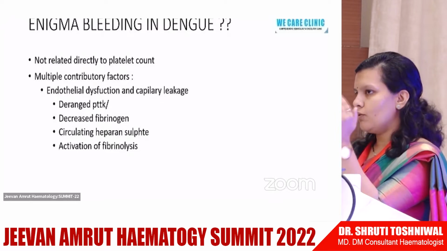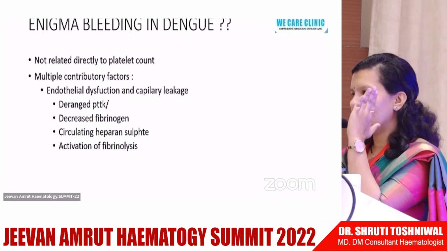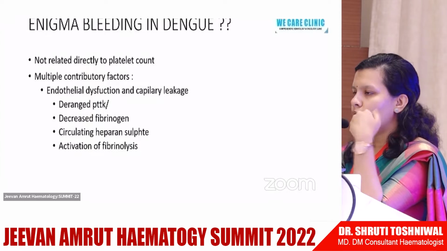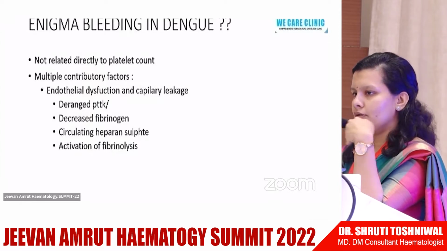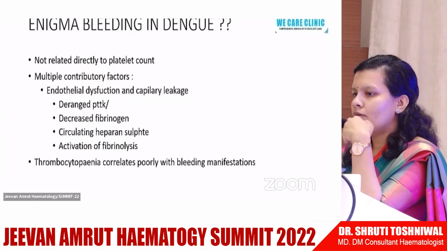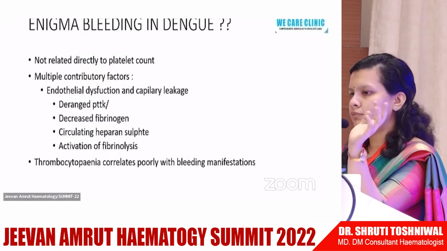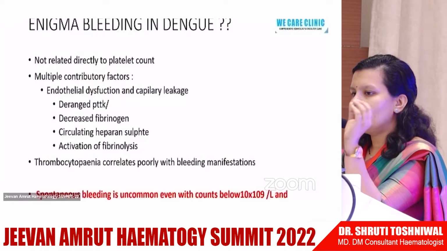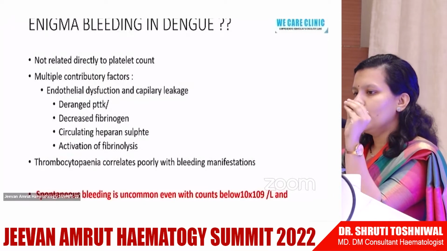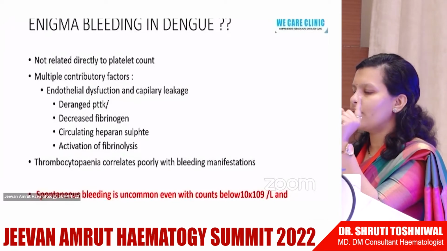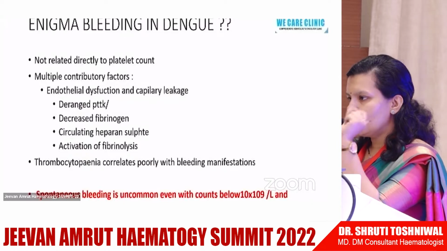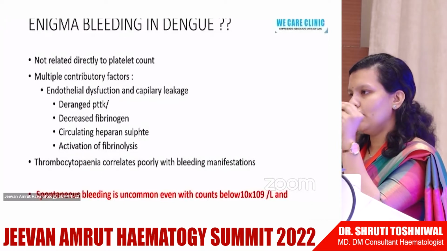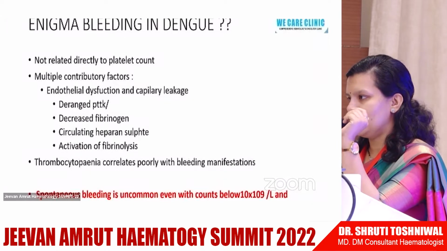Whenever we see dengue, we correlate that the platelet count is low, so he can have bleeding. But beyond platelets, bleeding can also happen. Thrombocytopenia correlates very poorly with bleeding manifestations, and spontaneous bleeding is uncommon even when counts are below 10,000. It is strongly associated only with the severity of vascular leakage. If there is no severe vascular leakage, spontaneous bleeding may not happen even with counts less than 10,000.